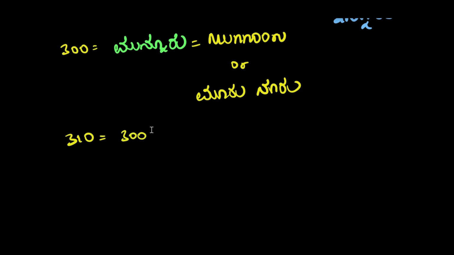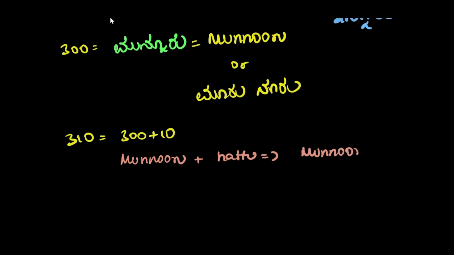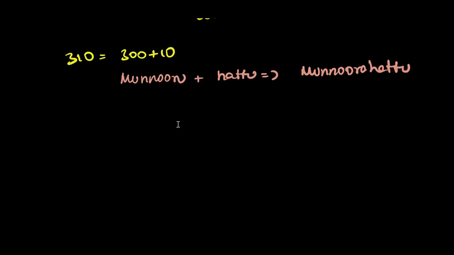What about 310? It is 300 plus 10, right? 300 we call Munnooru. What about 10? Hattu, right? Munnooru plus Hattu becomes Munnoora Hattu. 310 is Munnoora Hattu. 320 is Munnoora Ippattu. It is similar for all the numbers.